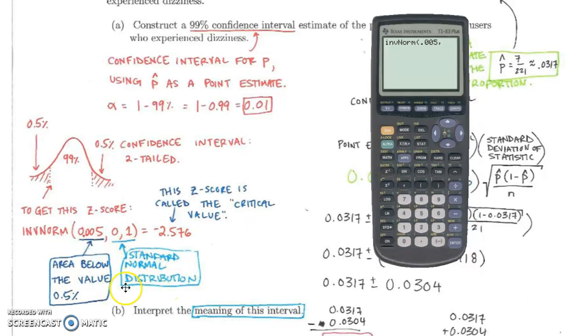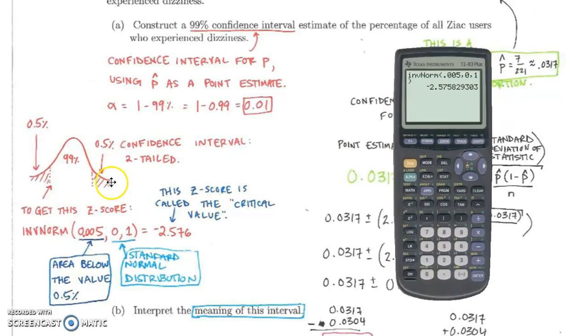That means a standard normal distribution is going to have a mean of 0. That's the value that's right here in the middle. And a standard deviation of 1. So 0 and 1. And you should get negative 2.576. You should remember that this z-score is negative 2.576. And this z-score is positive 2.576. Because the normal curve is symmetrical.